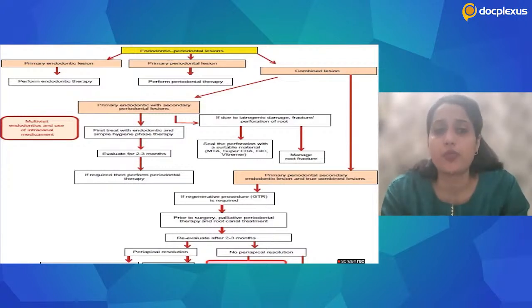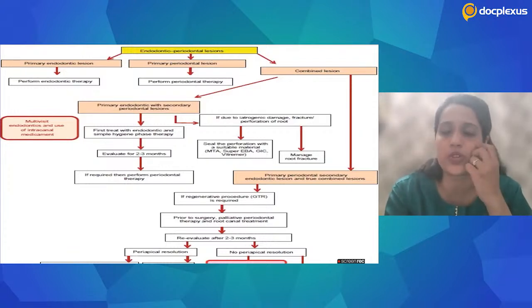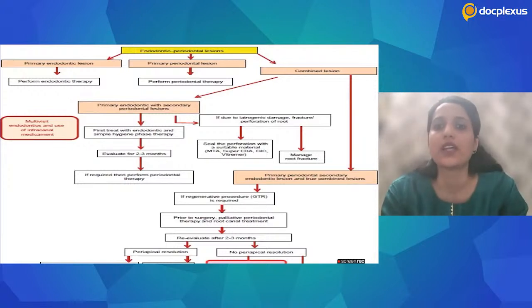If it is a primary endo lesion with a secondary periodontal lesion due to iatrogenic damage, such as perforations, fractures, a poor root canal treatment, or a ledge or zipping, then you have to seal the perforation or repair the cause. With so many advanced materials coming these days, MTA and Biodentine are no less, and there are other materials. If it is a root fracture, you should know how to manage the root fracture. If it is a vertical root fracture, we should know how to manage it.